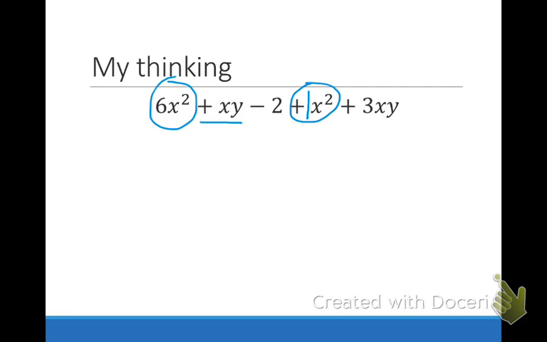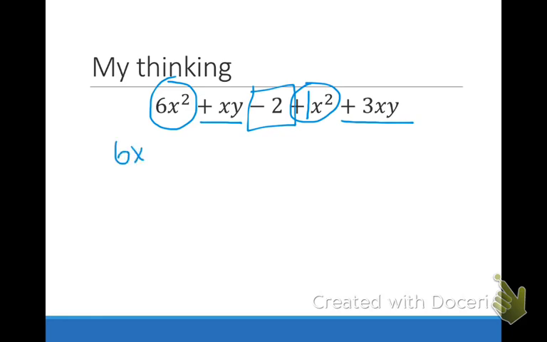I see x and y together, and as I look through my other terms, I see a plus 3xy at the end, both having the same variable, so they are like terms. And then I have negative 2 here in the middle. I do not have any other constants, so that will remain by itself, which means it's not going to change.